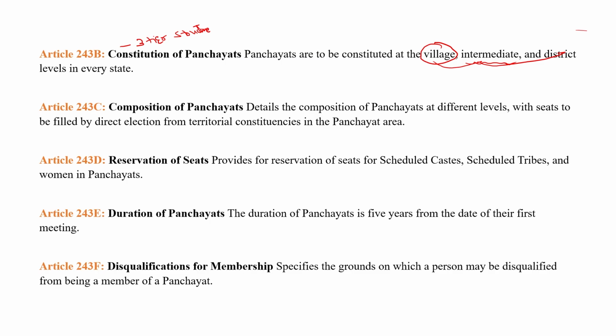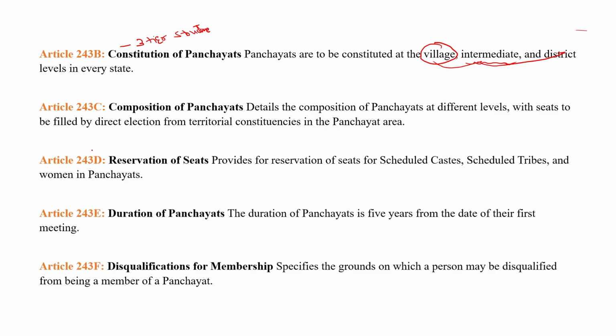Now, what does 243C say? It says the composition of the panchayat at different levels, with seats. Meaning at the village level, who will be the head of the village panchayat, how many members will participate, and so on. The composition of all three levels is explained under Article 243C. This also explains who will be the member of the Zila Parishad, how he will be elected, and so on.